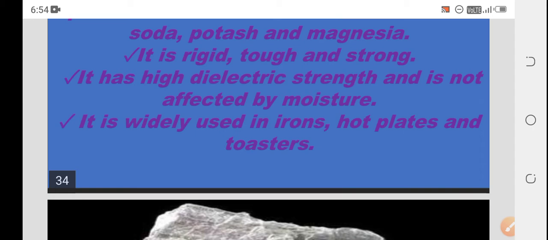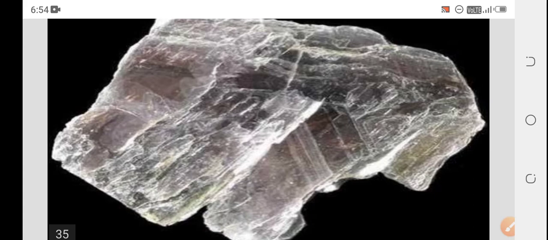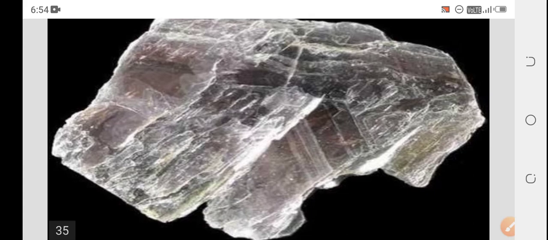So here in iron box, in hot plates, means in pressure cookers, this mica is useful as an insulating material. So this is a figure of the mica, which we took from Google.